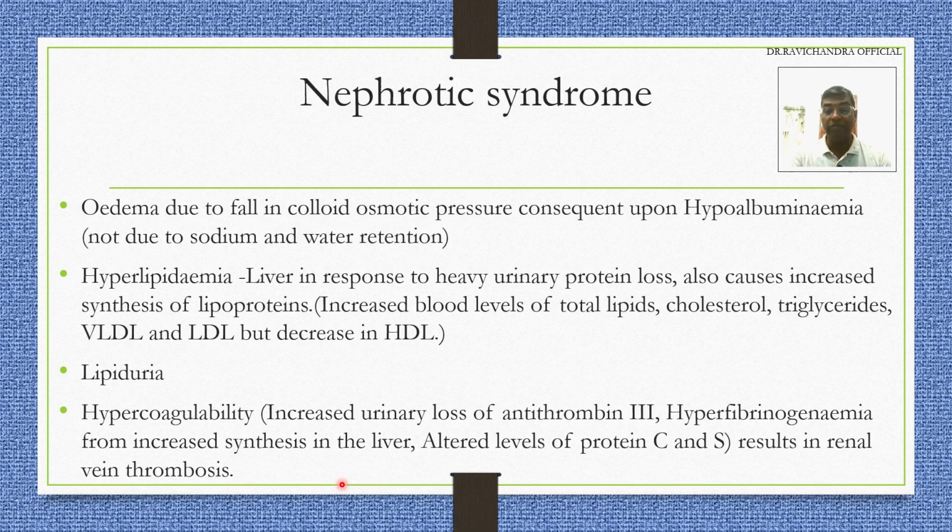So edema is because of the colloid osmotic pressure and not due to sodium and water retention as in nephritic syndrome. And there will be hyperlipidemia and excretion of the lipids in the urine, that is lipiduria, and hypercoagulability resulting in renal vein thrombosis. There will be decreased levels of HDL and there will be only increase in fibrinogen levels in the blood.